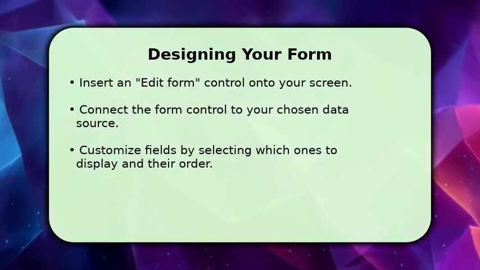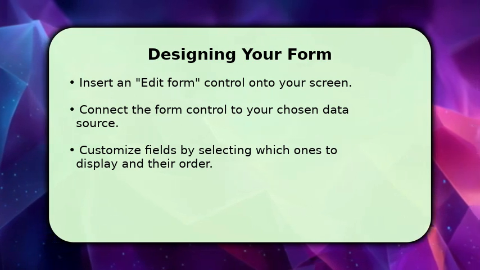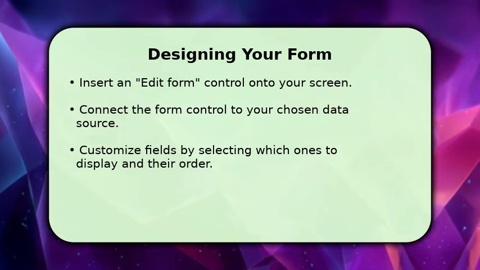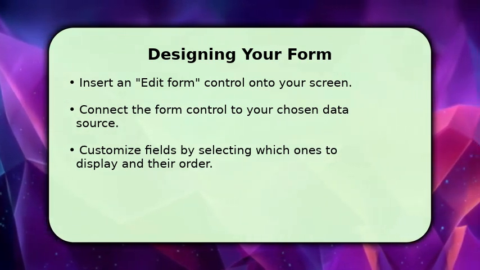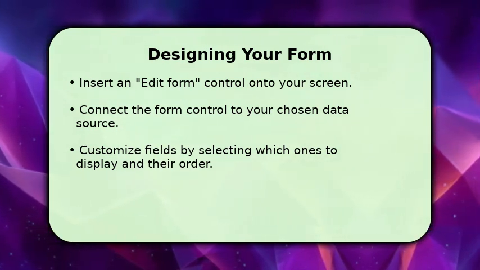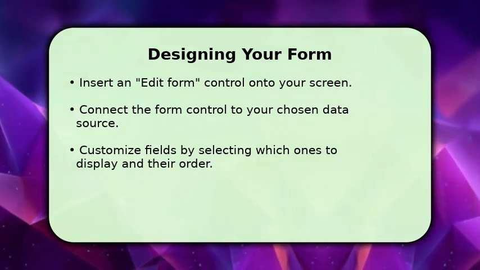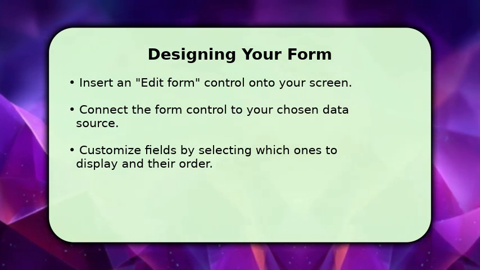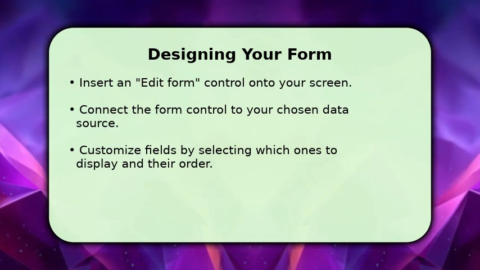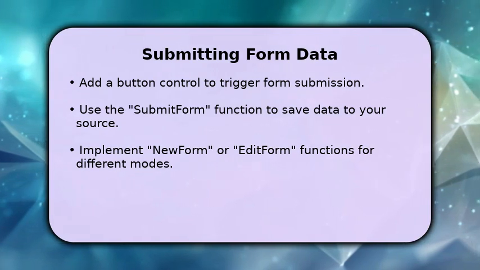Now, let's dive into designing your form. Start by adding an edit form control to your app screen. This control is the canvas for your data entry. Next, link this form control to the data source you connected earlier. You can then easily customize which fields appear, rearrange their order, and even set default values. Don't forget to adjust visual properties like colors and fonts to match your app's branding, creating a professional and intuitive user experience.